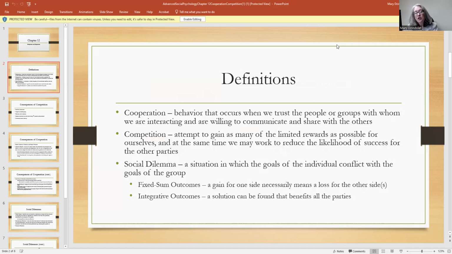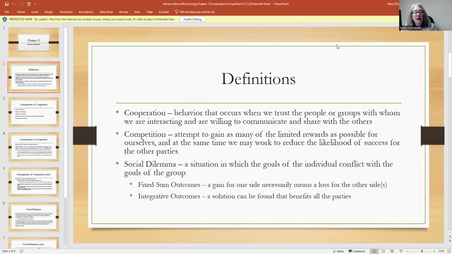So cooperation is the behavior that occurs when we're trusting the other people, we're interacting, and we want what's best for one another. There may be some self-sacrifice in cooperation, but it's not only giving and getting nothing in return. Competition is sort of the opposite, where it's really about making sure you get what you want and putting down the other group.